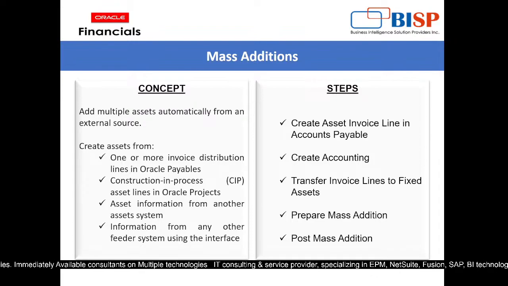addition assets. So what we will do, we will create the asset invoice lines in Accounts Payable, and then we will be running the create accounting process for that asset. And then we will be transferring the invoice lines into fixed assets by using the create mass additions task. Then we will be moving to our fixed asset workbench, where we will be preparing those mass additions and then posting them. So this is a simple task we need to perform.